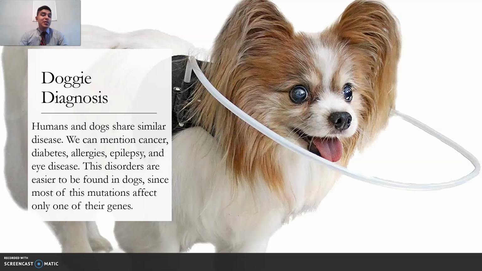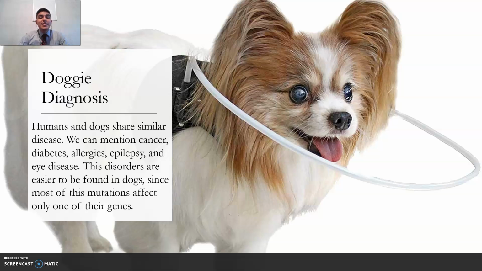These disorders are easier to find in dogs, since most of these mutations affect only one of their genes. So when we compare a blueprint of DNA in dogs and in humans, we are going to find out that in dogs, only one of their genes is affected when one of these problems appears in the organism. But it is different in humans, because more than one of our genes is usually affected when we present one of these disorders or mutations.